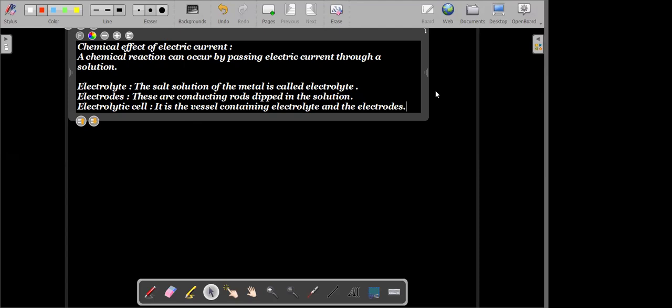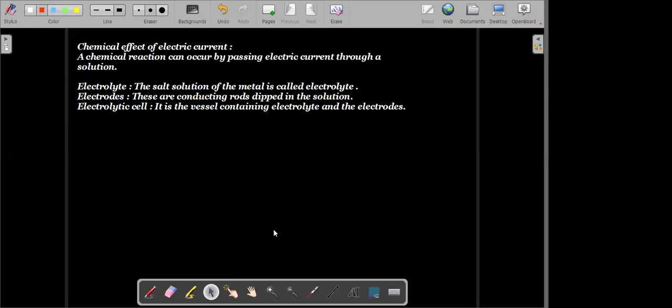Yes, cell is one thing that you have also studied in biology, the cell in the life cycle. And here also we study an electrolytic cell. So an electrolytic cell is the chamber where the reaction is occurring by passing the electric current.